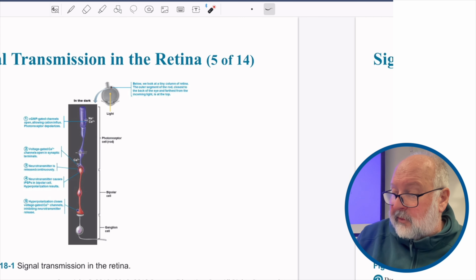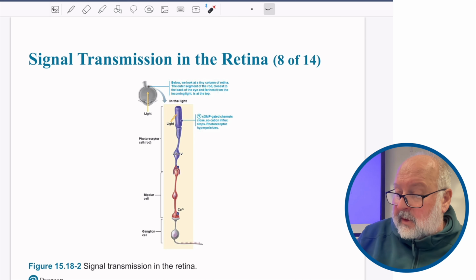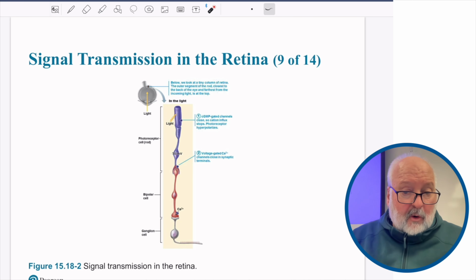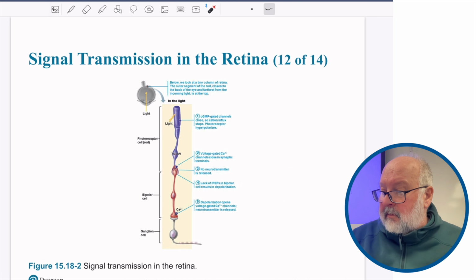All right? And you can walk through the stages that are in the book and in the notes. It walks through all those stages, and it's a really good step-by-step. It walks through what happens in the light and what happens in the dark. But we have basically described that.